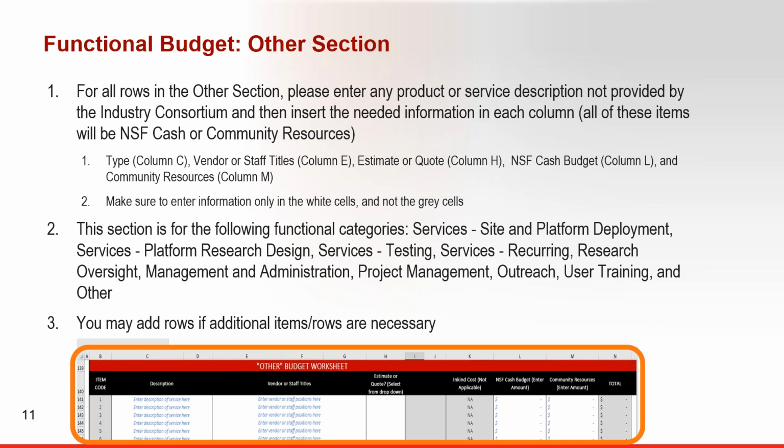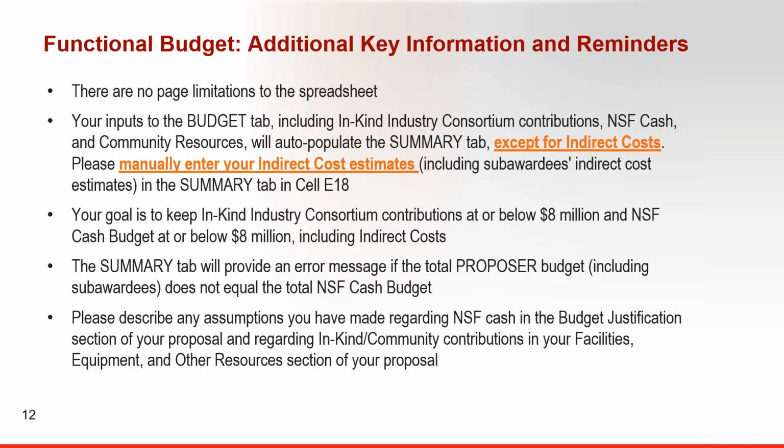Or perhaps your organization plans to attend conferences to encourage research on your platform. Then any travel, workshop materials, and room rental costs would be compiled and you would select outreach from the drop-down options. There are no page limitations to the spreadsheet. You may add lines at the bottom of the equipment worksheet or services worksheet as necessary.